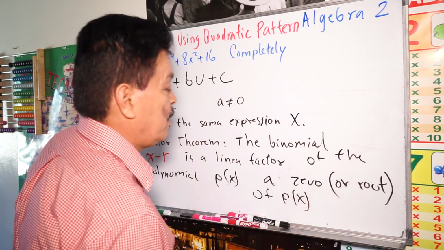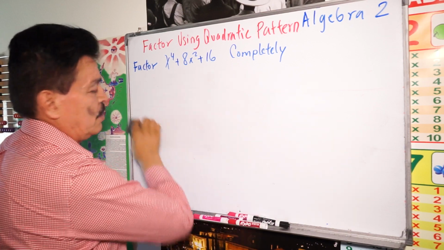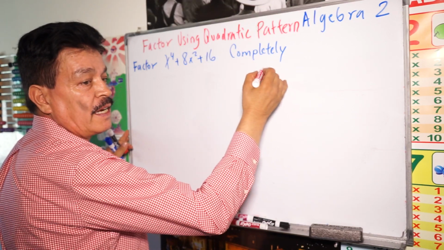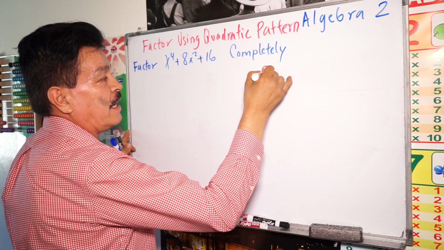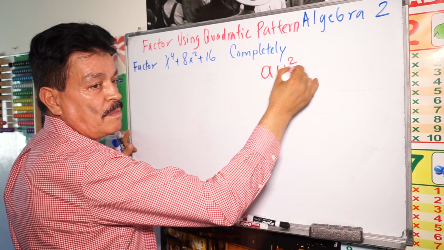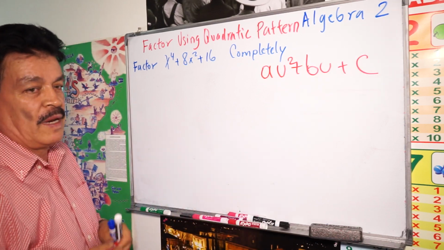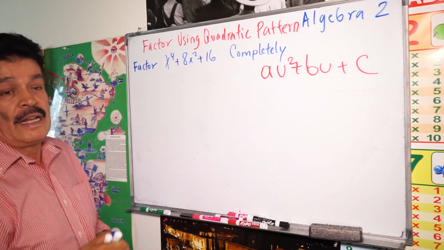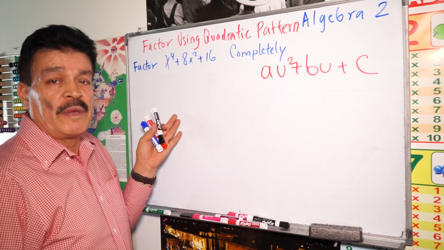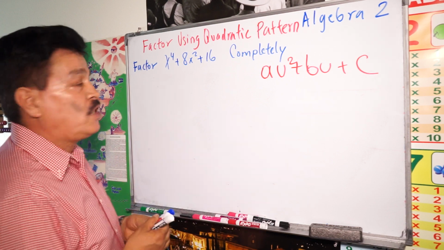It's very simple, okay? It's easy, it's not hard to do this problem. I'm gonna keep this formula here. The formula is a u to the 2nd power plus b u plus c. So that's the formula. Try to write the polynomial in quadratic form by substitution of u for an expression in x.